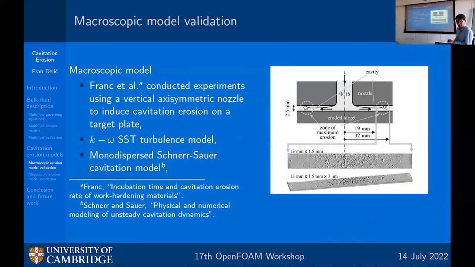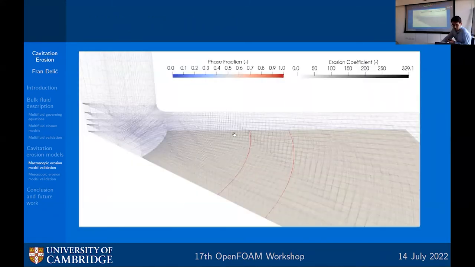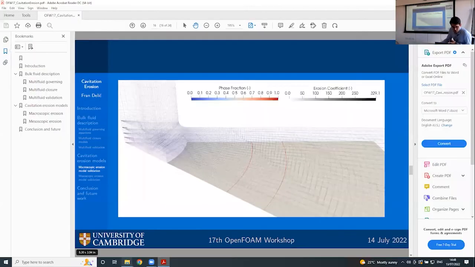So going on to a macroscopic model, these are results from Frank et al. on an axisymmetric nozzle. So flow is induced from the top. It goes around the bend here, and cavitation is present at the region between 19 and 32 millimeters. And damage occurs, I believe, centered around 23 millimeters. So to validate the model, a standard two-fluid mixed pressure approximation is used, a k-epsilon and k-epsilon SST turbulence model, and a Schnerr-Sauer cavitation model. These are some numerical results, which are not shown, but I will show them on the video.